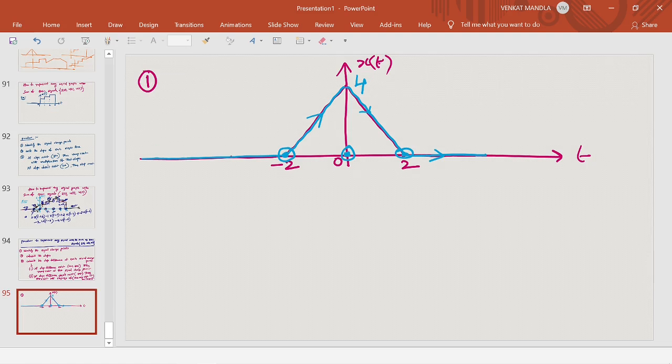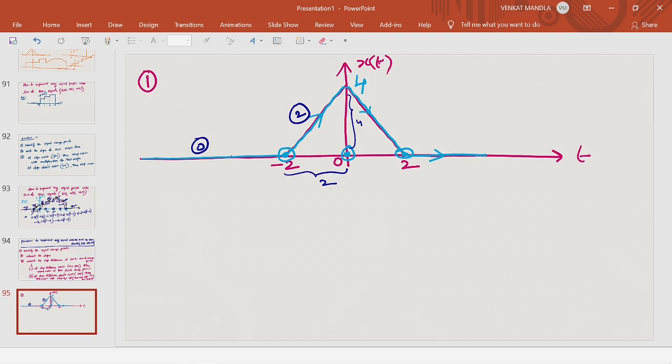So the slope of this horizontal line is 0. The slope of this line is increasing, so we have positive slope. And what is the slope? This y length is 4, and this x length is 2. So y by x is the slope. 4 by 2 is 2. So this is the slope.